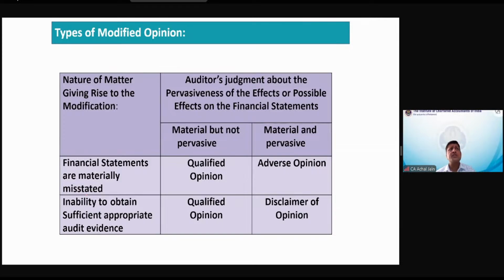Now, if you look at this table, or you can say this summarized version of the standard, through this table you can understand each and every aspect which is included in this auditing standard. It's a very nice summary of different types of situations which are there, and the types of modifications which are required to be included.